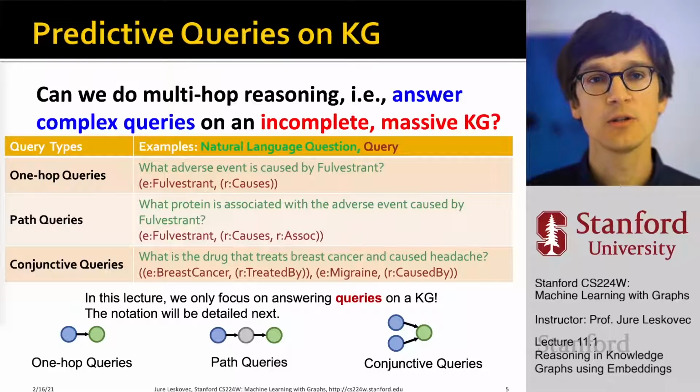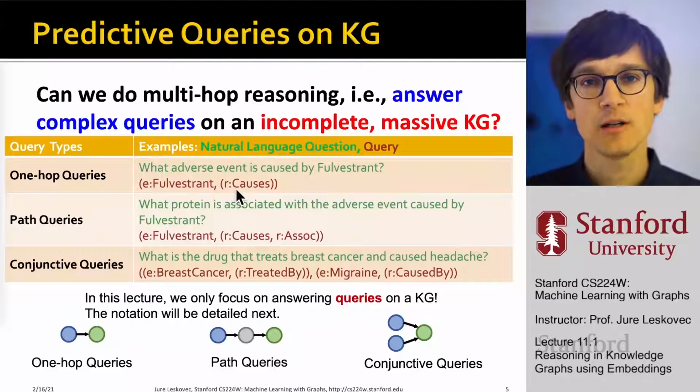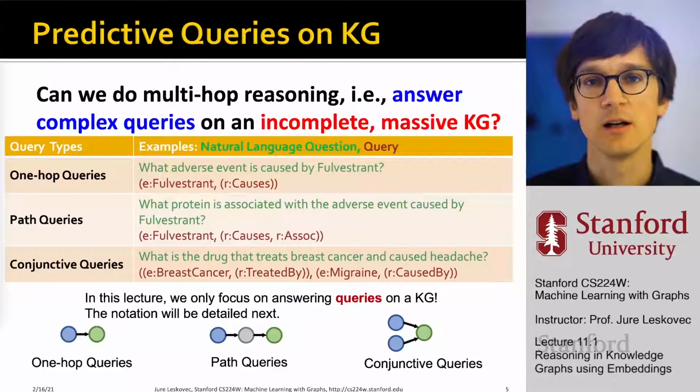Just to give you a few examples, you could ask what adverse event is caused by the drug fulvestrant, right? The way you could say this is, I want to start with the entity fulvestrant, traverse the relationship cause, and predict what is on the other end of this fulvestrant cause relation. This is in some sense a one-hop query. It's basically a knowledge graph completion type task.